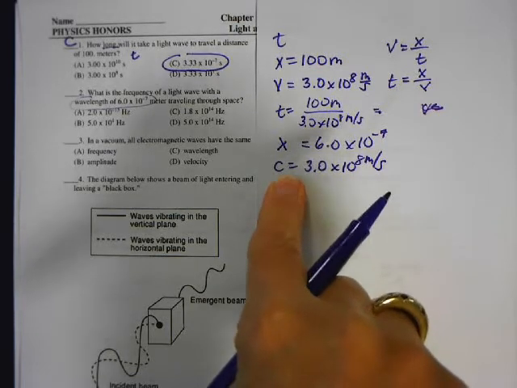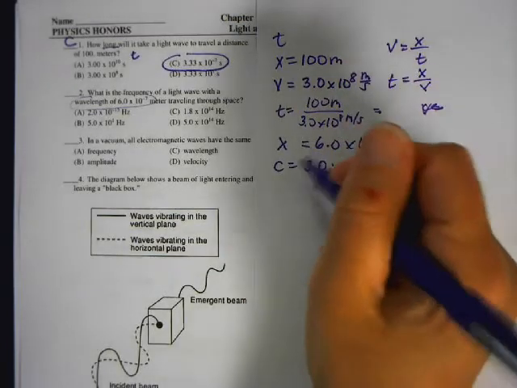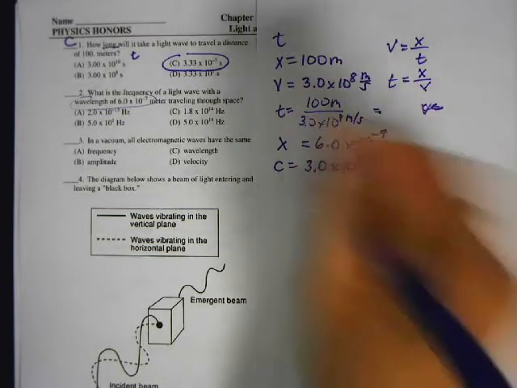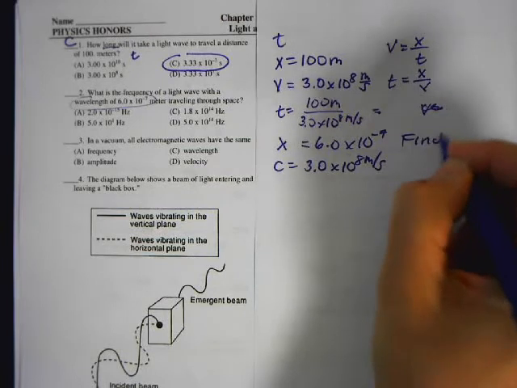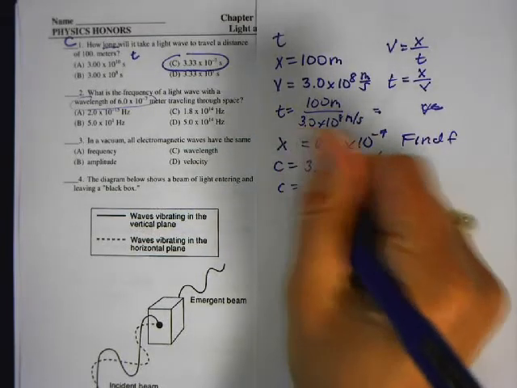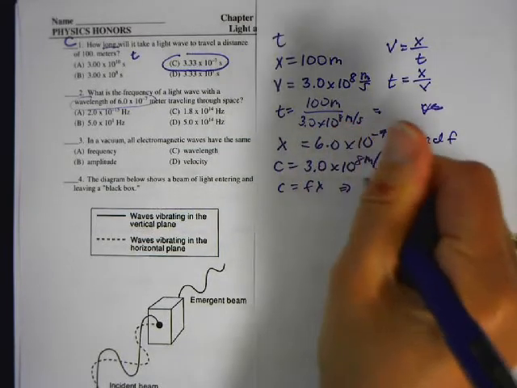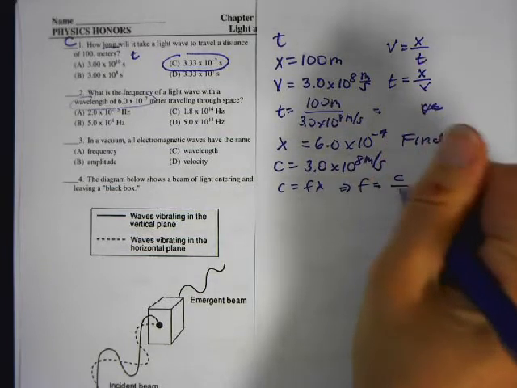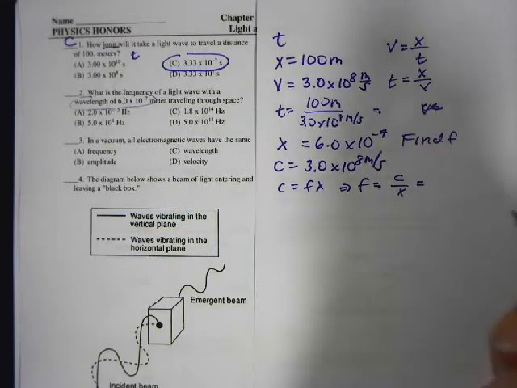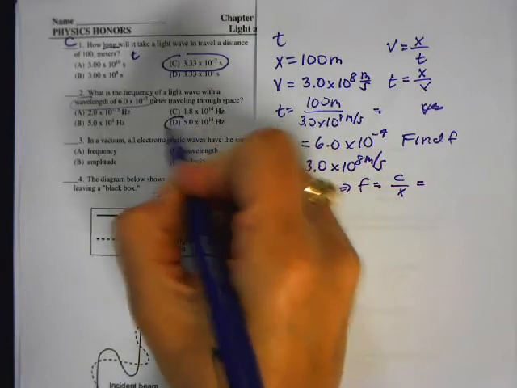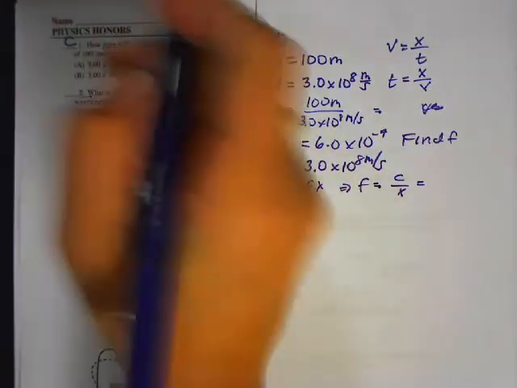And then they gave us the wavelength, and it says what is the frequency. So we want to find F. So C is equal to F lambda, and so F is equal to C over lambda. So when I do that, my answer comes out to be D, 5 times 10 to the 14.